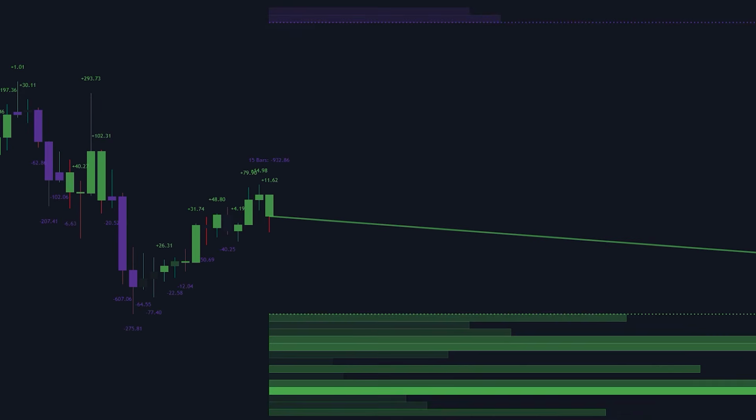The first thing I'm checking before I even think about entering a trade is the big picture. Look at the trend color bars. The candles are green. That tells me we're in an uptrend, and I'm only looking for long opportunities. I'm not going to fight that.